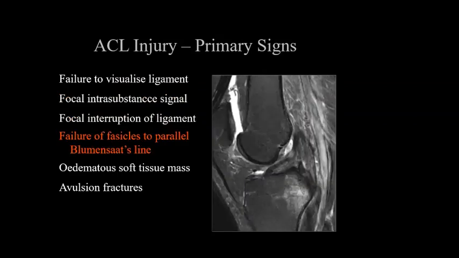The other feature of ACL tear is the sagging of the ACL. Remember what we said earlier, that the ACL should be parallel to the Blumensaat line or the roof of the intercondylar notch. And what we see here is sagging of the ACL, and it is no longer parallel to the Blumensaat line. So this appearance is more suspicious for partial tear or ACL sprain. It's different to this one.